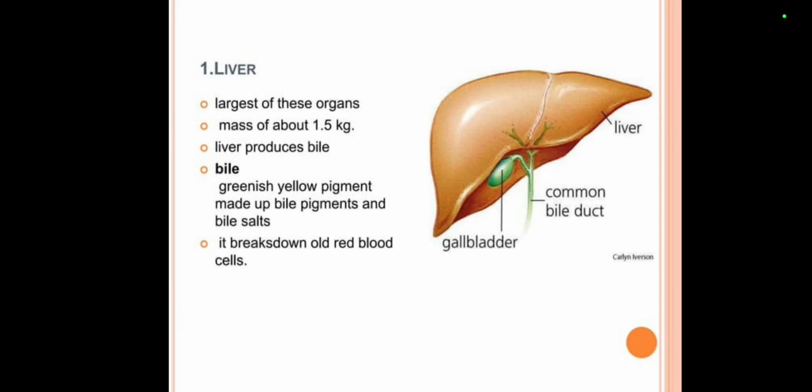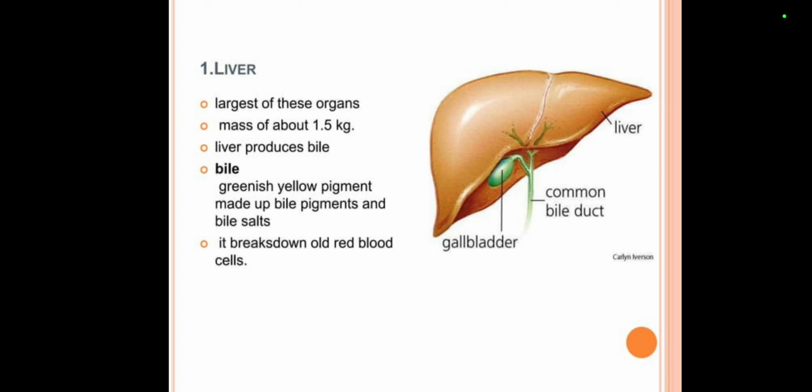The liver produces bile. Bile is a greenish-yellow fluid made up of bile pigment and bile salt. It breaks down old red blood cells. So that is your liver. What is the major function of the liver? The main function of the liver is to store fat-soluble vitamins and handle cholesterol homeostasis.